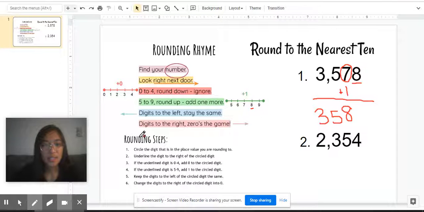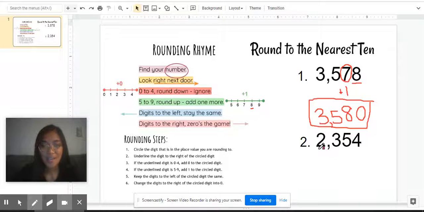Done with that, let's move on to the last part. Digits to the right, zeros the game. There's only one digit to the right of the 7, or the circle digit, and it's telling me I should just turn that 8 into a 0. Okay? And then remember, there is a comma after every 3 digits starting from the ones place. So 1, 2, 3, my comma belongs here, and here you go. 3,578 rounded to the nearest 10 is 3,580.